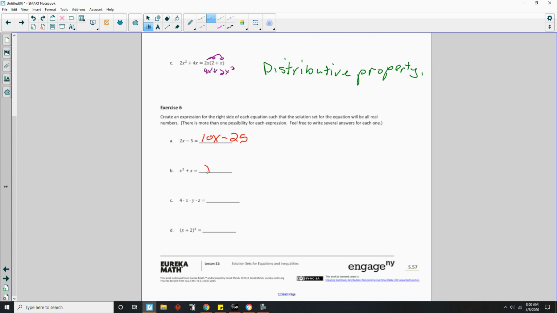Here I'll factor. I see that they both have an x value, so that'd be x plus 1 times x. And 4 times x times y times z. Well, let's see, what could we do? Just put them in different orders maybe. x times 4 times y times z. So that's the commutative property of multiplication. And this I could just FOIL and say x squared plus 4x plus 4. Okay, but there's many other solutions.